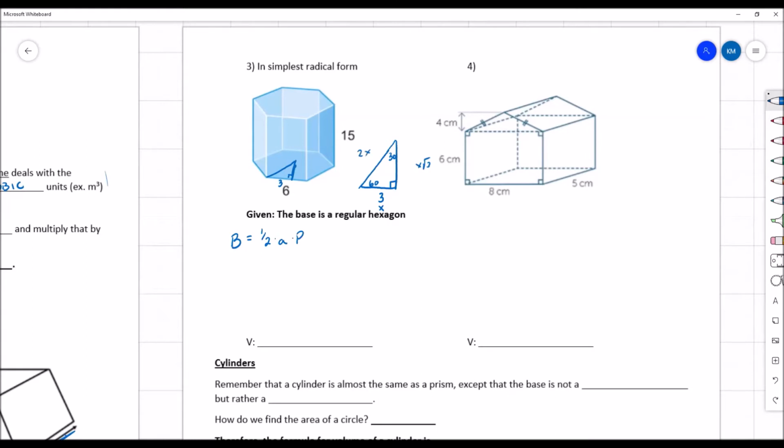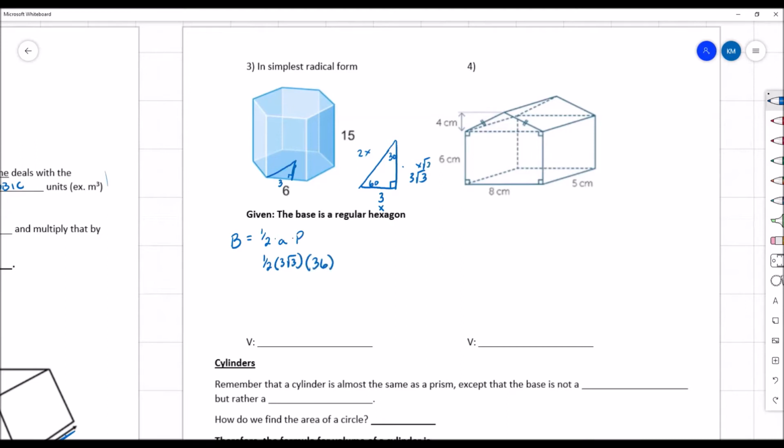But the side that we care about is here, the apothem, which will be x radical 3. Since x is 3, x radical 3 will be 3 radical 3. So we have 1/2 our apothem, which is 3 radical 3, times our perimeter, which in this case is going to be 36.